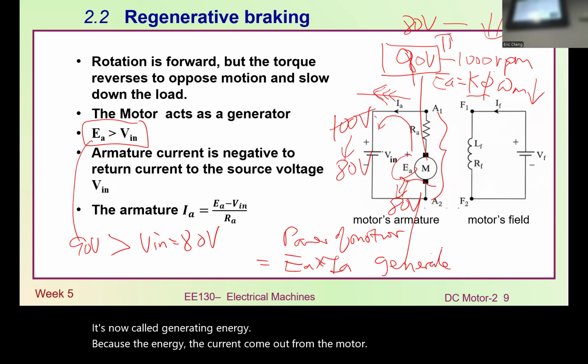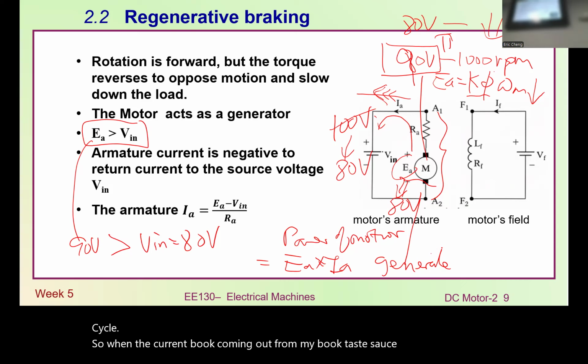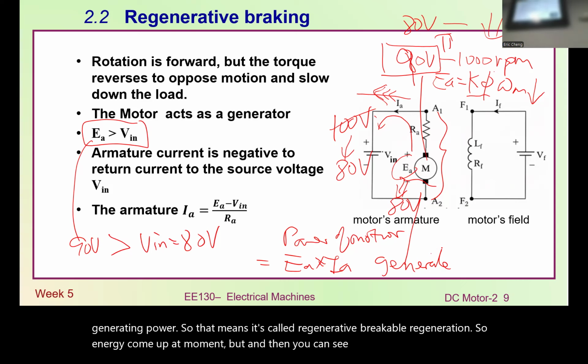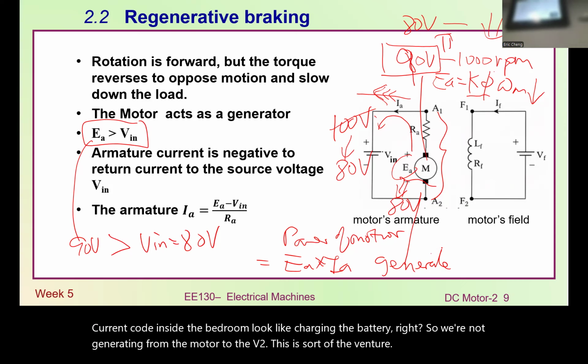Then you see the current. You see that's a voltage source. The current is moving in this direction. When the current comes out from a voltage source, it must be generating power. That means it's called regenerative braking or regeneration. So energy comes out from the motor. And for the DC source here, current now goes inside the battery. It looks like charging the battery, right? So we are now generating from the motor to the input DC source of the battery. So that's how we make it.